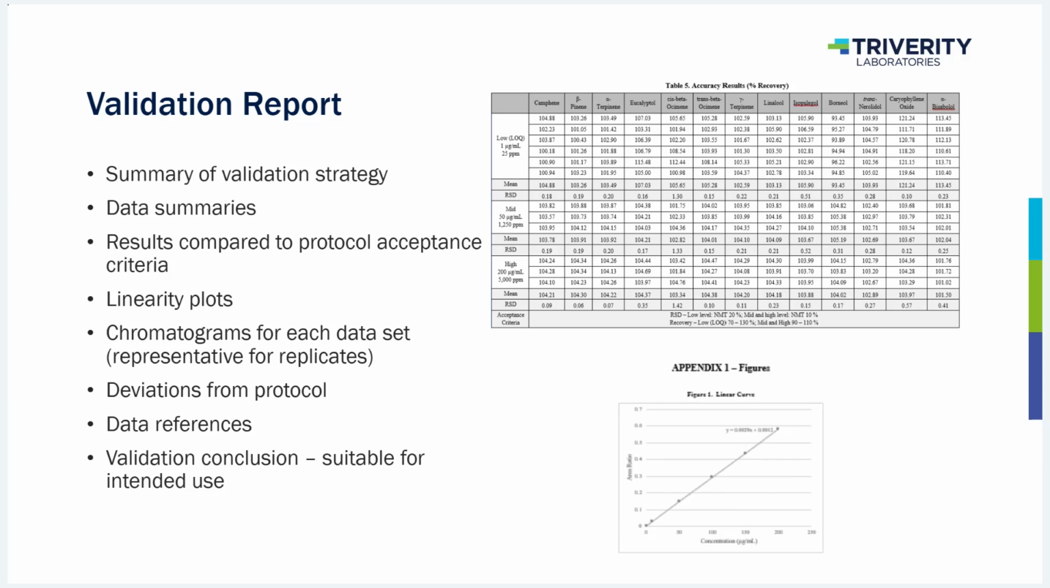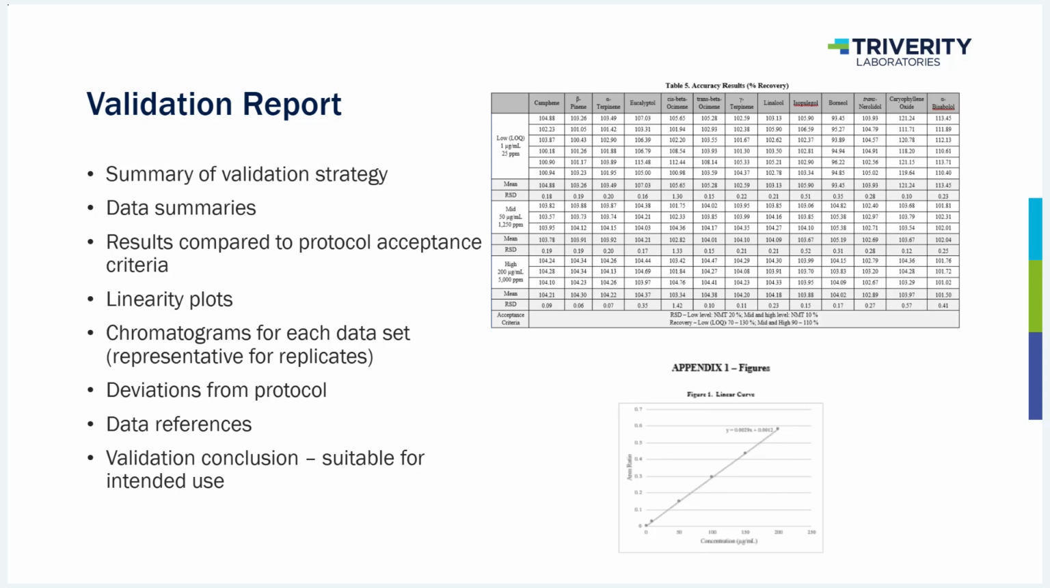If you're doing an N of 6 for method precision, you don't need to provide 6 chromatograms, just provide the first one. We're very consistent in always providing the first one so that it doesn't look like we're cherry picking the best chromatogram to put into the report.